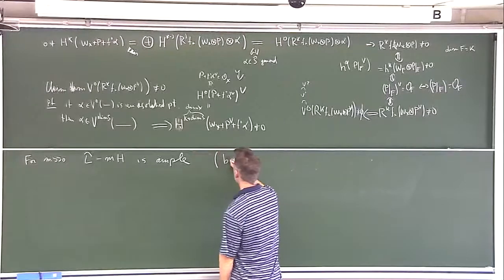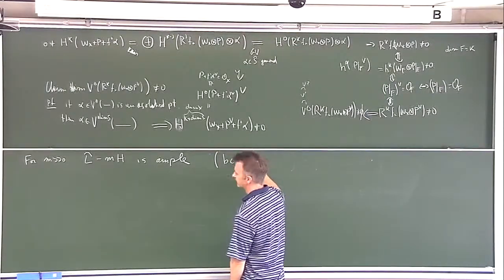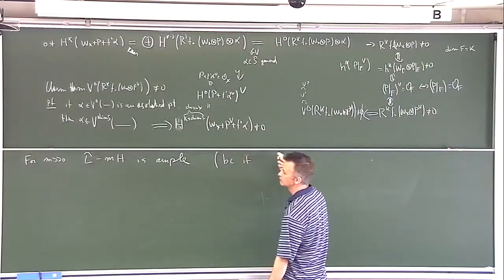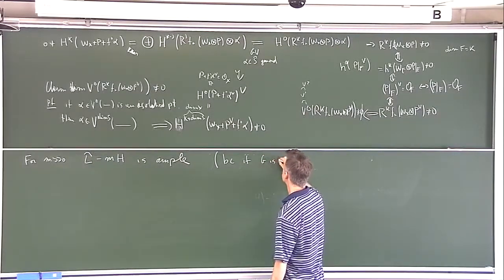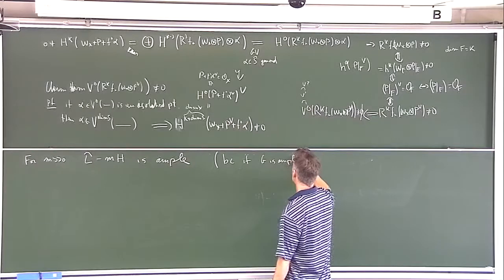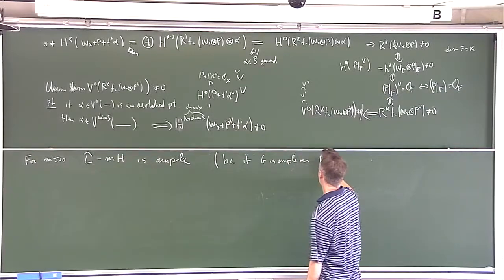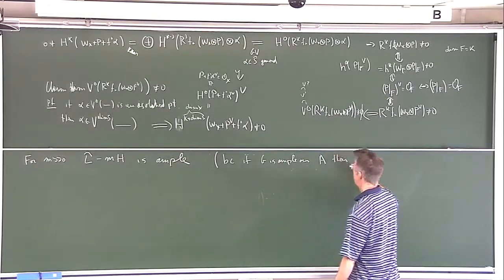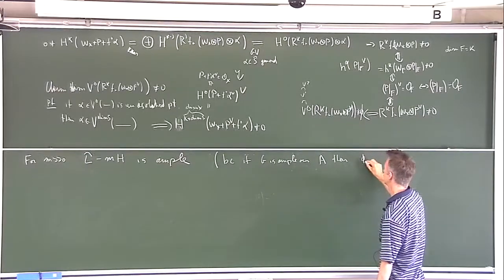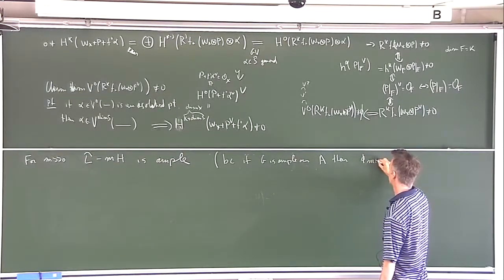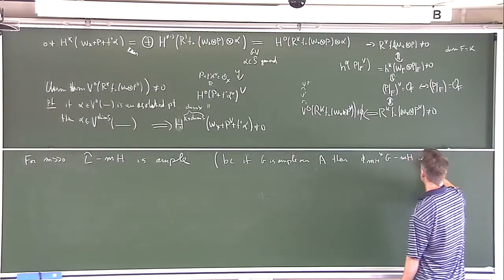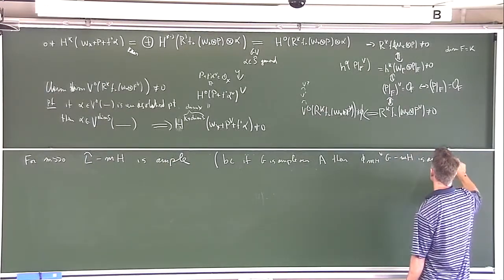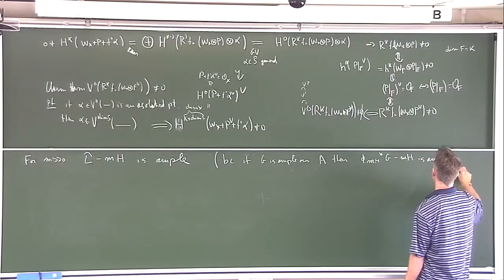So this follows easily because if G is ample on A, then alpha star of G minus MH is ample for every M sufficiently big.